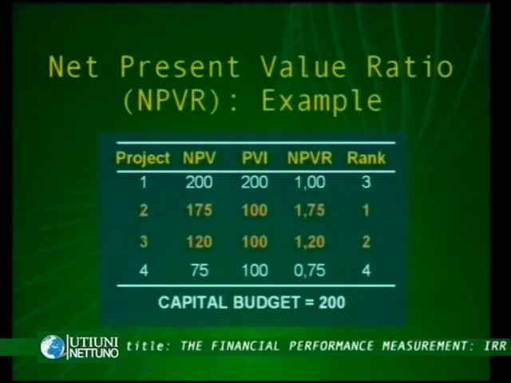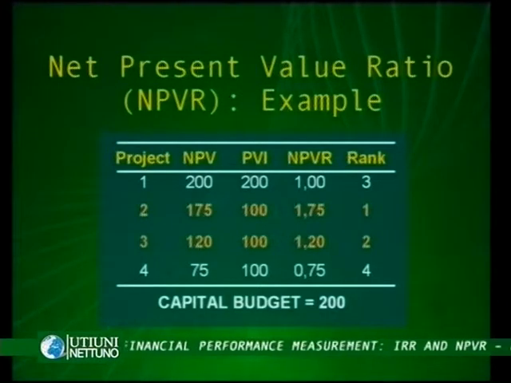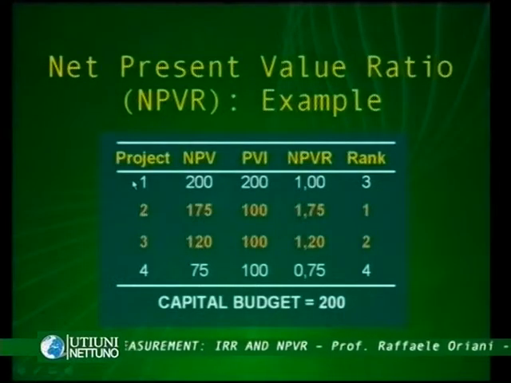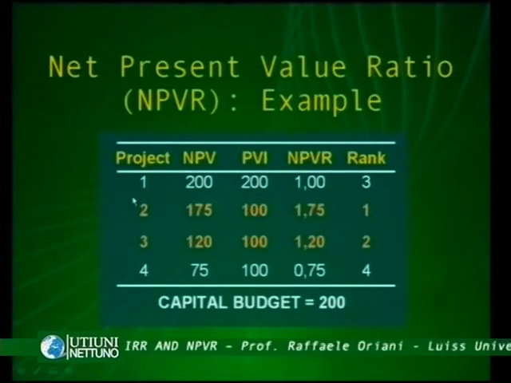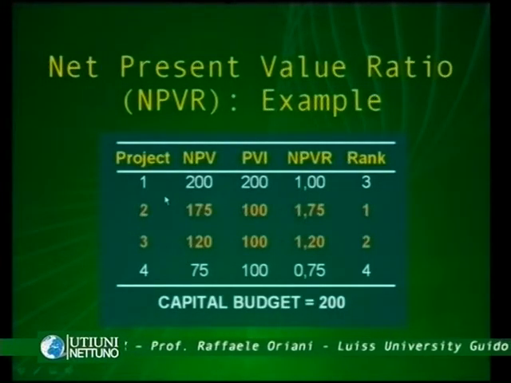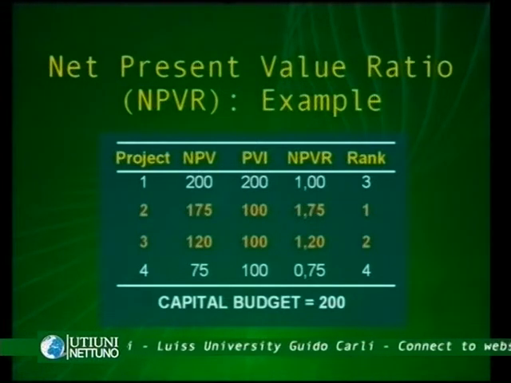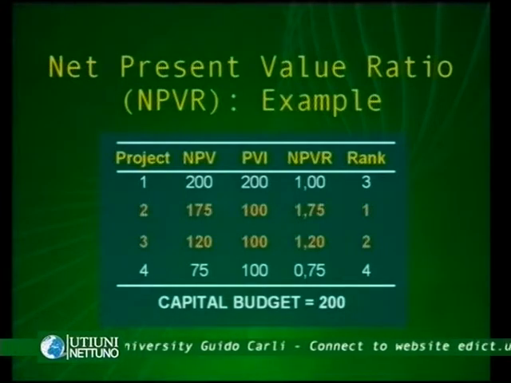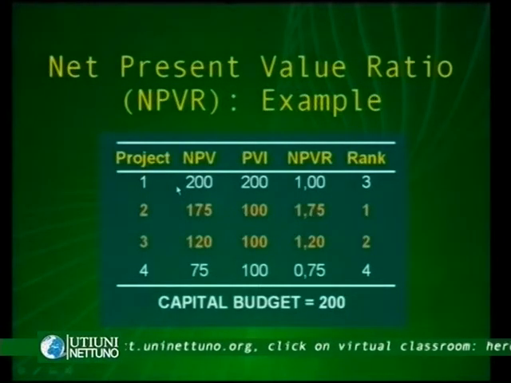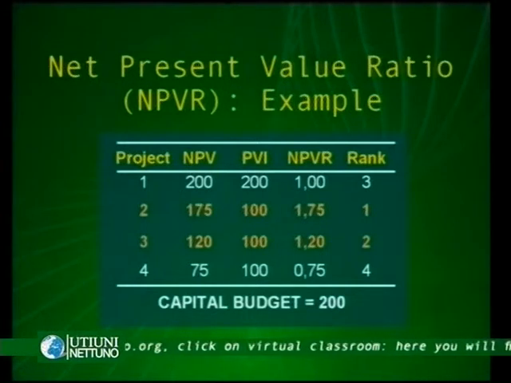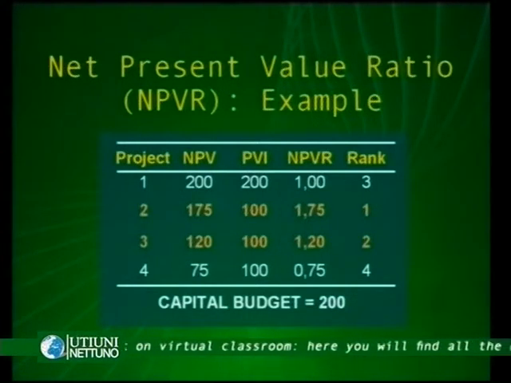So if we adopt the NPV indicator to rank the projects, we would invest only in project 1. Instead, if we use the net present value ratio, we will invest in projects 2 and 3, so we get to completely different conclusions. And by the way, this is the correct conclusion, and we'll see in a moment why. In fact, if I invest only in project 1, I get a total NPV of 200, and that's the only NPV that I get because I have no budget to invest in other projects.